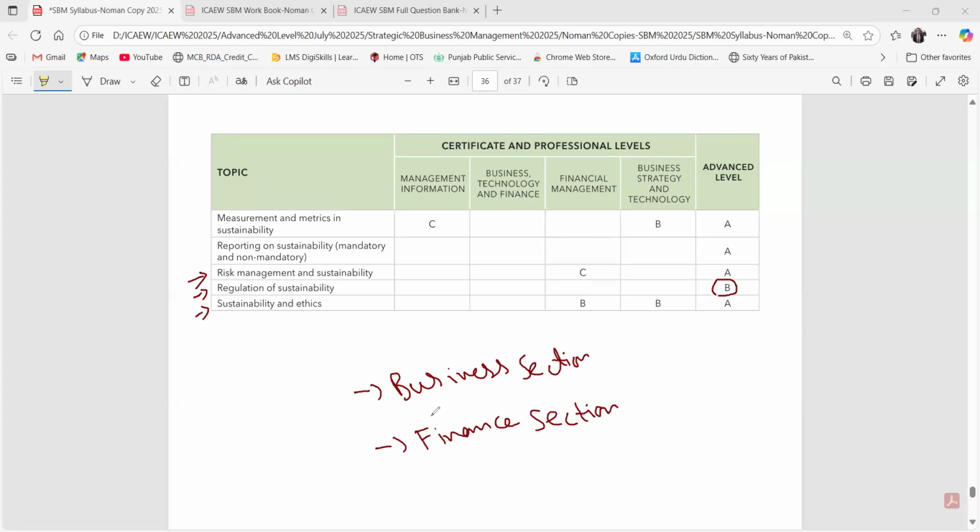The rest of the areas of corporate reporting, assurance, and ethics have been covered in our corporate reporting discussion. So if you need any information, then please look at the recordings, look at the links of our corporate reporting as well. Thank you.